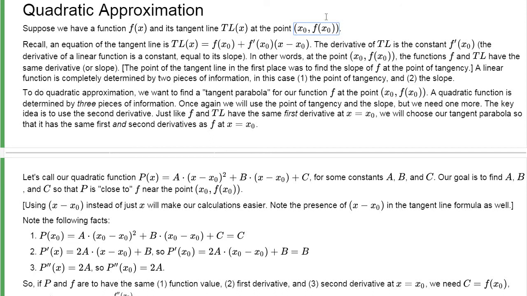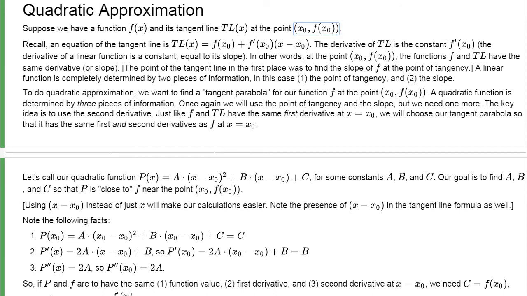So there's sort of two pieces of information that agree. Same slope, same y value, and that's what determines the tangent line. A line is always determined by two pieces of information. So y value and slope here. To do quadratic approximation, we need another piece of information, because to find a parabola, two pieces of information is not enough. So having one point and the slope doesn't uniquely determine a parabola. We need a third piece of information.